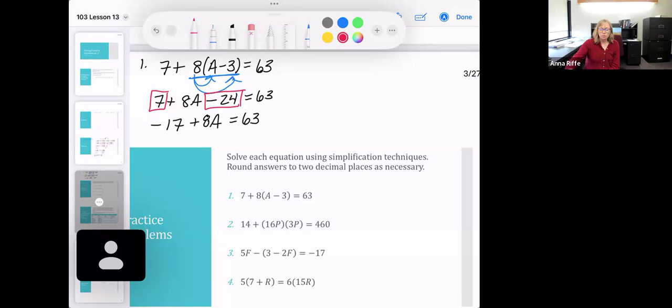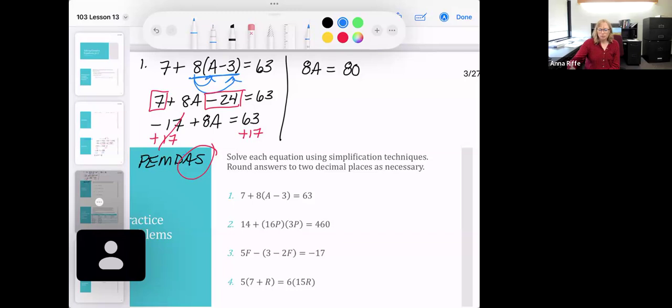So I can proceed with the reverse of my PEMDAS. Start with undoing any addition or subtraction. So I have negative 17 being added. I can add positive 17 to both sides, and I do that because negative 17 plus 17 is 0. So that leaves me with 8a on the left. 63 plus 17 is 80 on the right. I think we've worked with this equation before.